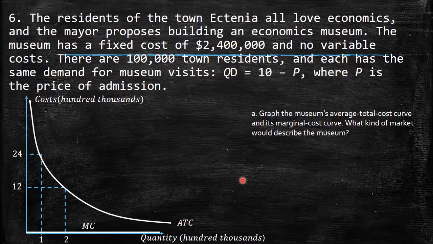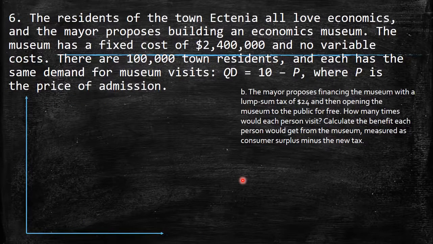Then here we can go to the other point. Then B. The mayor proposes financing the museum with a lump sum tax of 24. It means that it doesn't matter if you go once or twice, you need to pay 24. This is the value that you need to pay, and then opening the museum for the public for free.